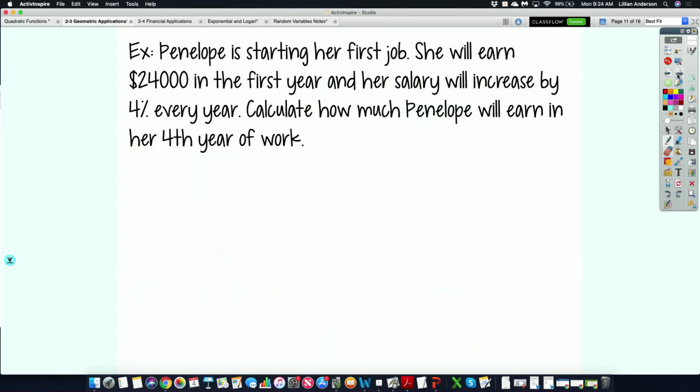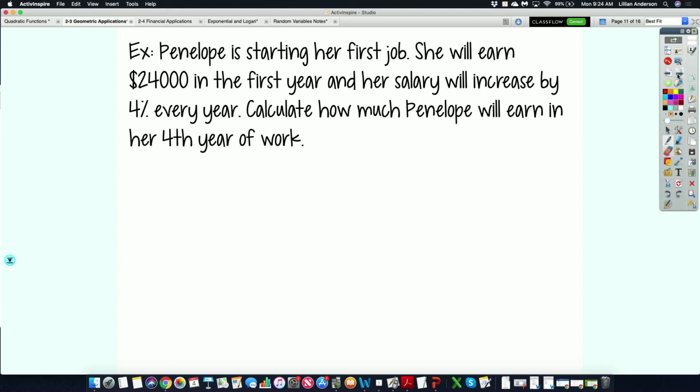So let's look at this first example. When you open it up, it says Penelope is starting her first job. She will earn $24,000 in her first year, and her salary will increase 4% every year. Calculate how much Penelope will earn in her fourth year of work.